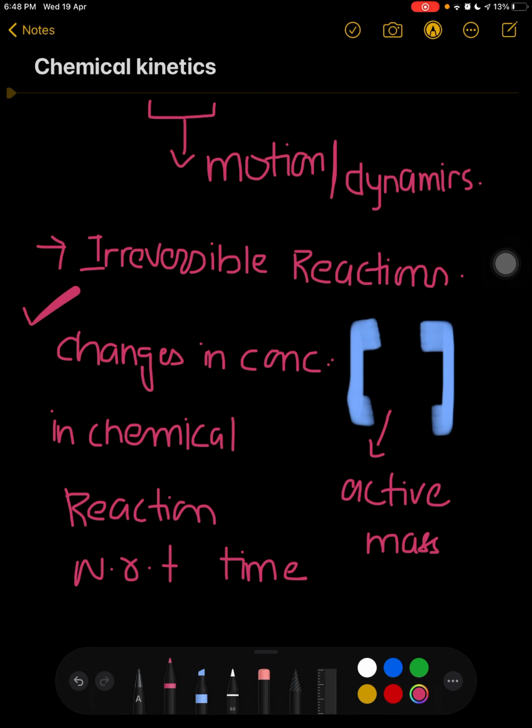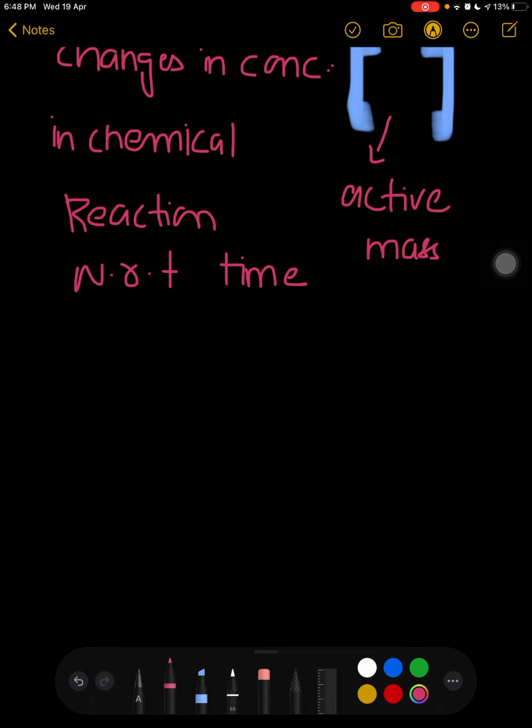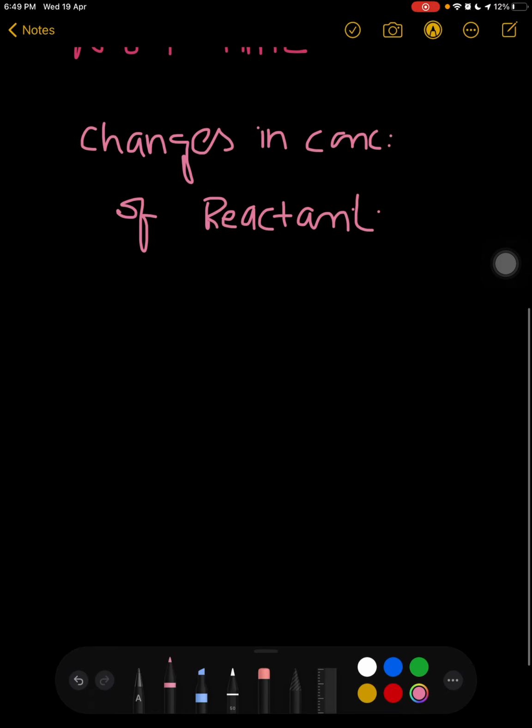Basically in chemical kinetics we will study how the changes are occurring, the rate, or you can say the velocity, of how the concentration is changing with respect to time, right? There are changes in concentration of the reactant. We consider that we have a reaction in which A is being converted into B, right?